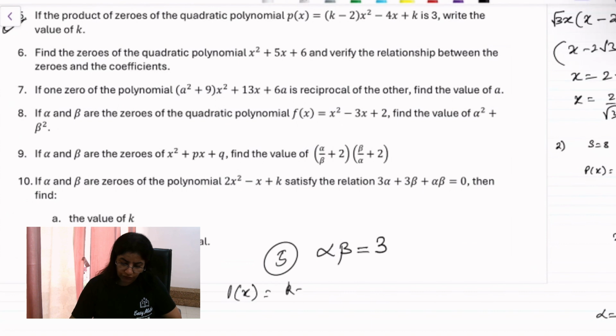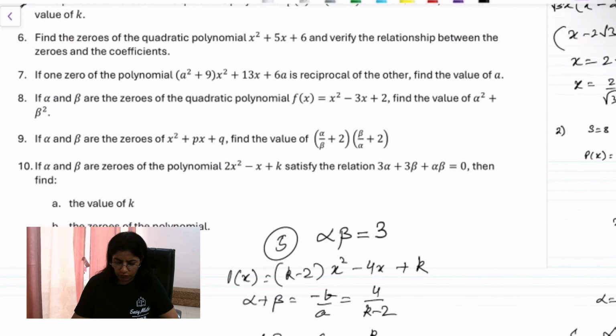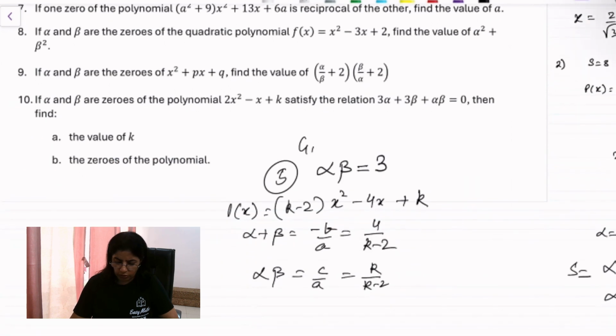Let's write the polynomial first. The polynomial is k minus 2 x square minus 4x plus k. That means from the relationship of the coefficients with the zeros of the polynomial, we know alpha plus beta is 4 upon k minus 2, that is minus b upon a, whereas alpha beta is c upon a, which is k upon k minus 2.